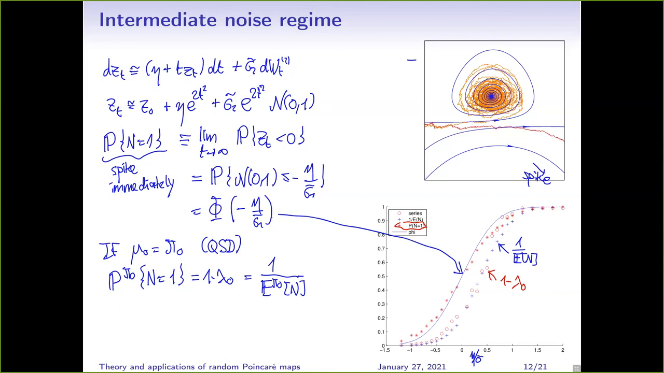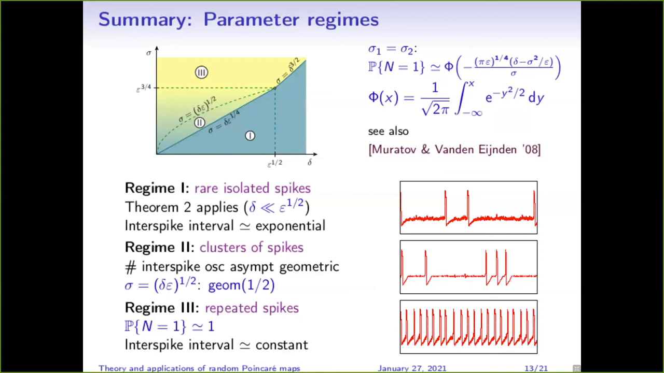All right, so let me just summarize what we have seen in this example. I've mainly talked about this regime one. That was my first theorem here, which said that if in my parameter space delta sigma, for fixed epsilon, I'm in this region one down here, then I have rare isolated spikes like in this picture here. And I have an estimate on the expectation of the time between spikes, and I know that the distribution of this time, or the number of small oscillations, is close to a geometric distribution.